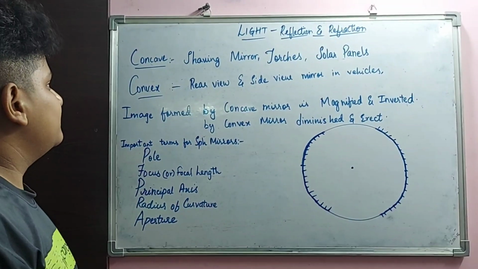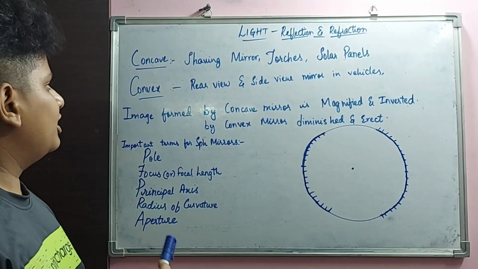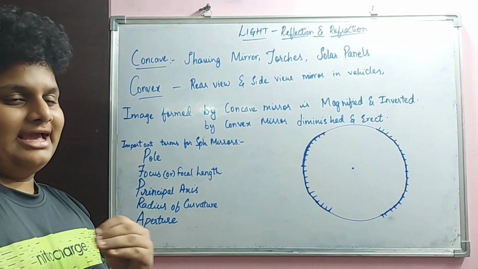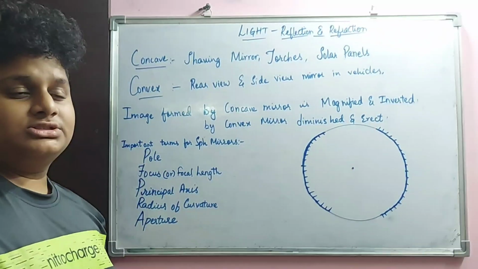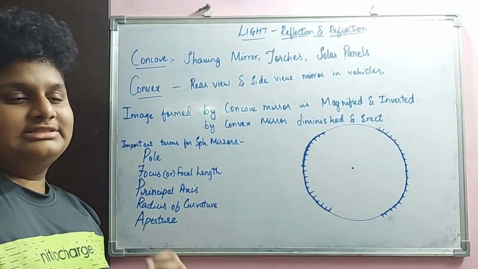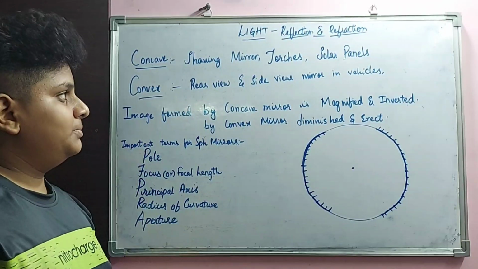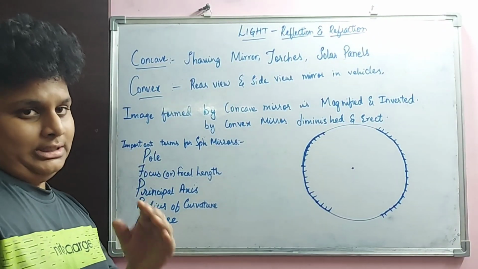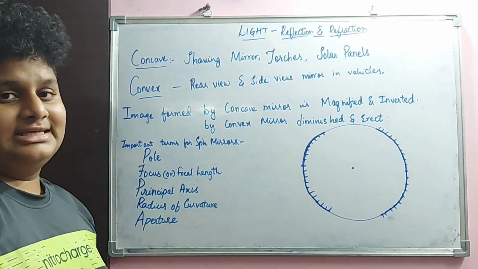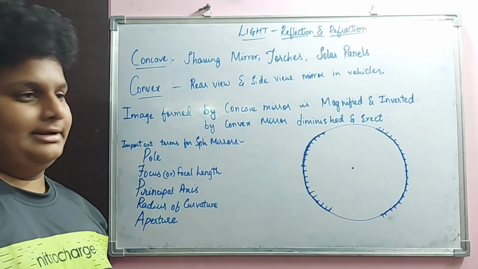Here, let us see the examples of concave and convex mirrors. Examples of concave mirrors: shaving mirrors, torches, solar panels, etc. These are used because the image is magnified and shown larger than in a plane mirror. Convex mirror: rear view and side view mirrors in vehicles, because the image formed by the convex mirror is small, so that we can see the vehicles around our vehicle in the small mirror, and it is clear.